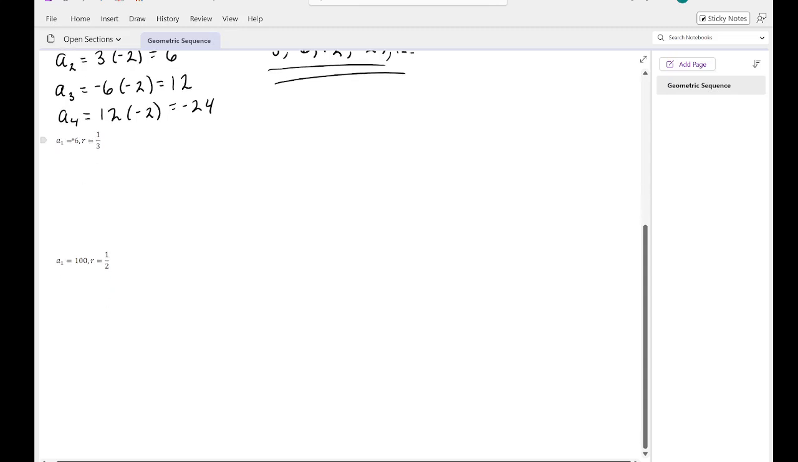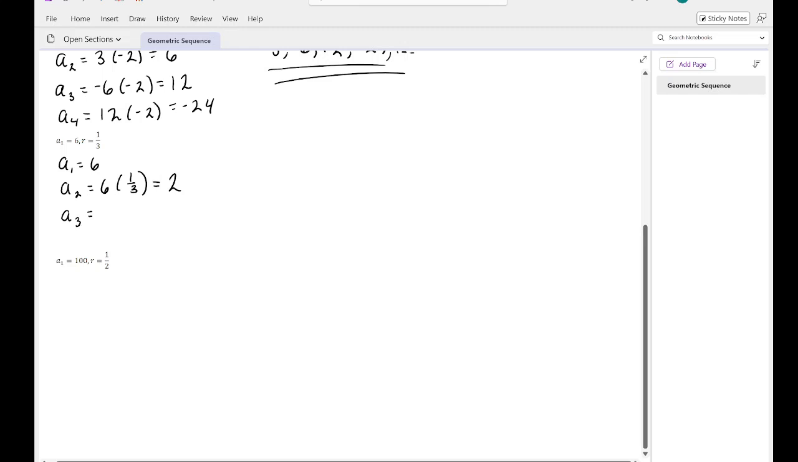Next, we have a sub 1 is 6, with a common ratio being 1/3. It's a fraction, but we're not too worried about it. Very easy to deal with. First term again is going to be 6. Second term is going to be the previous term 6, and we're going to multiply it by 1/3, which is just going to give us 2.